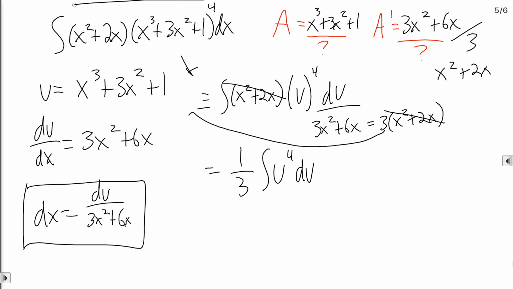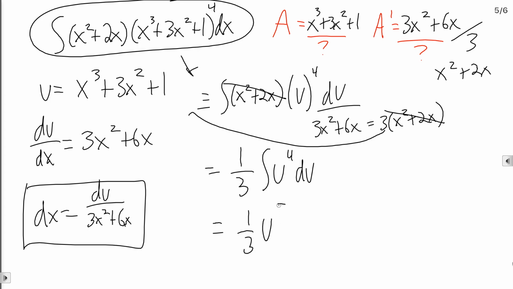If you look at the original and I say, think about the antiderivative, your brain would explode. But if we look at this version and I say, what's the antiderivative of u to the fourth? That should be easy. Oh, it's just u to the fifth over 5 plus c. Obviously, 1/3 divided by 5, we can make that 1/15.